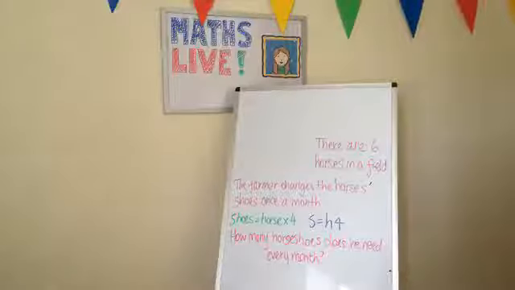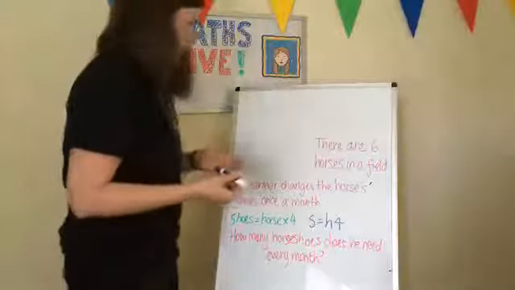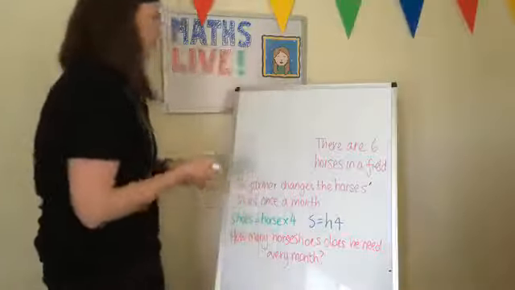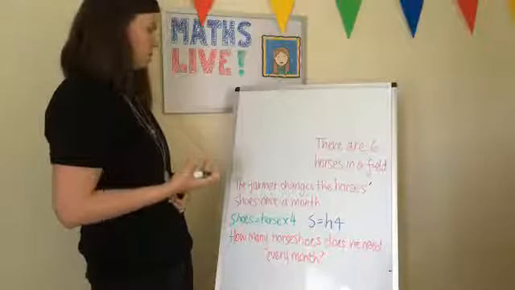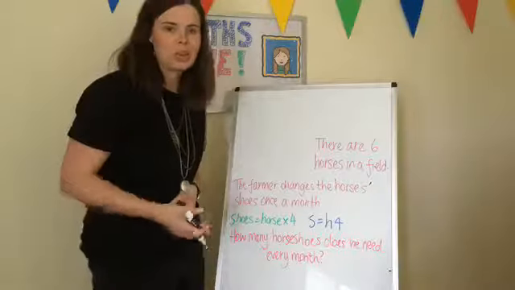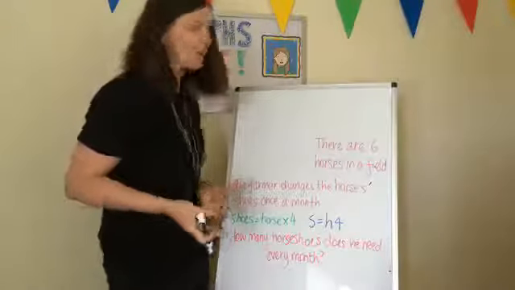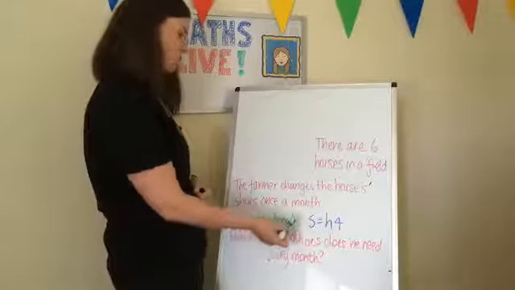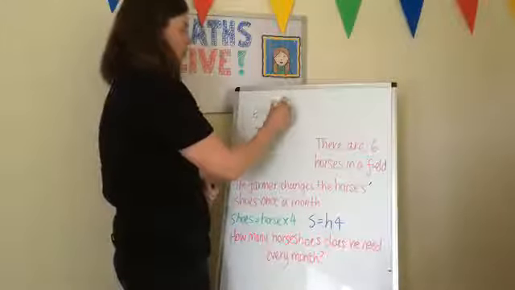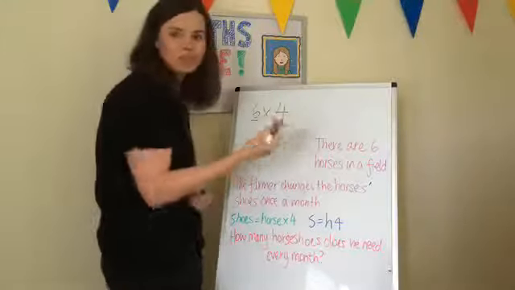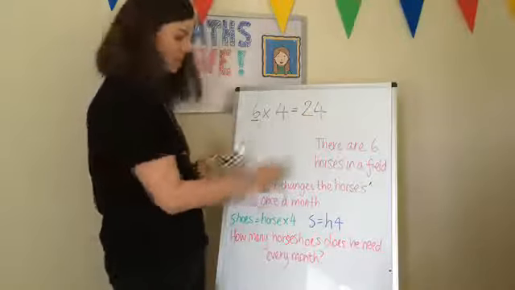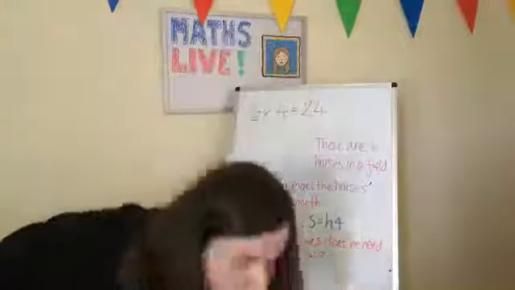Brilliant. Okay, so there are 6 horses in a field. The farmer changes the horse's shoes once a month. How many horseshoes does he need every month? You need to know that a horse has 4 feet, 4 legs. So if he changes them once a month, you need to do 6 times 4. Because there are 6 horses, each horse has 4 horseshoes, which is 24. Not that tricky, but you can see that the algebra can apply to a simple problem.